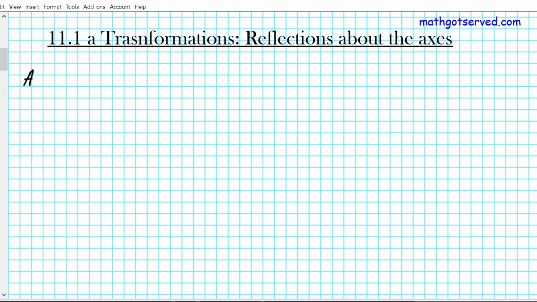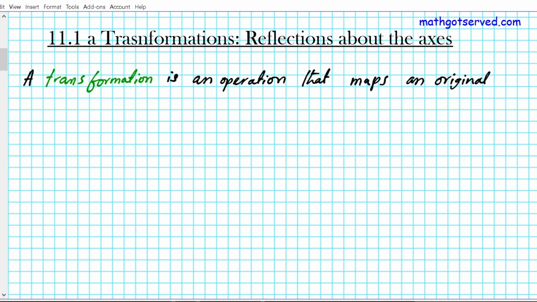Okay, all right, so a transformation, let's put that in green. A transformation is an operation that maps an original figure. That original figure is referred to as the pre-image. An original figure called the pre-image.